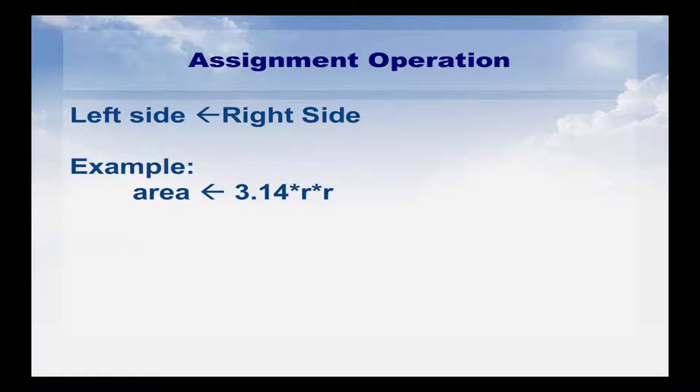On the right side, the value is assigned to the left side variable. For example, the area of a circle can be calculated and assigned to a variable as shown in the console. Here you can see that in the example, we compute the area of a circle using the formula 3.14 into r into r, where 3.14 refers to the value of pi, into r square, which is computed and assigned to the variable area. Are you clear about the keywords?